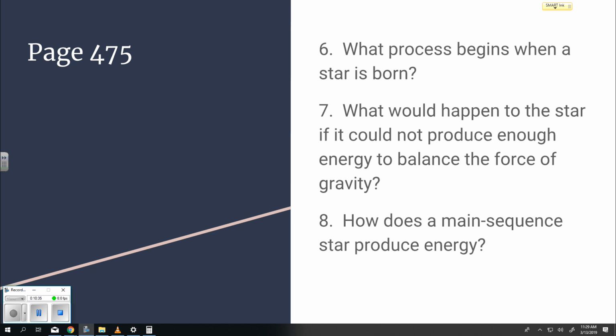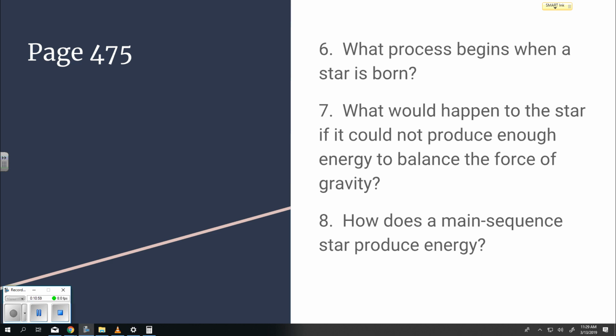What is the main sequence stage? Highlight. The longest stage in the life of a star is the main sequence stage. Continue highlighting. During this stage, nuclear fusion continues in the core of the star. Hydrogen fuses into helium and produces energy.